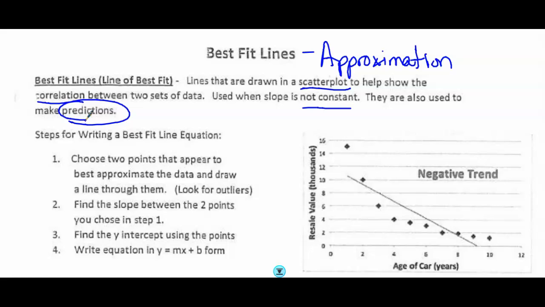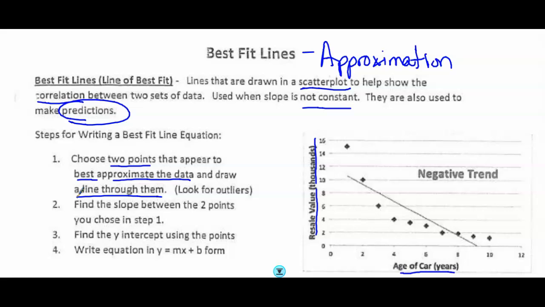When you create a line of best fit, here are the steps. But before we go over the steps, let's look over here. It says age of car in years, resale value in thousands. So even this is like a 2, that's a 2,000 reading. Number 1 says, steps for writing a line of best fit equation. First, choose 2 points that appear best approximating the data and draw a line through them.